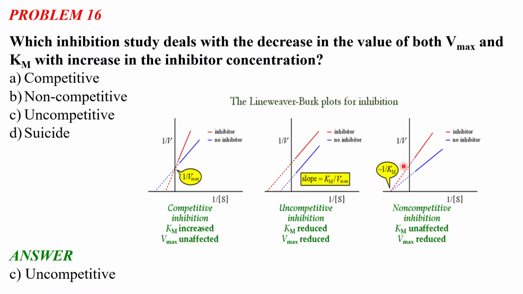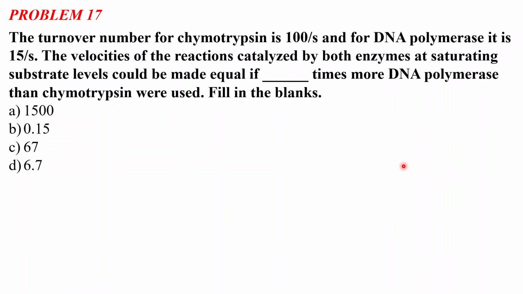Now problem number 17, it is a mathematical problem. It says that the turnover number of chymotrypsin is 100 per second, and for the DNA polymerase it is 15 per second. The velocity of the reaction catalyzed by both enzymes at saturating substrate level could be made equal if dash times more DNA polymerase than chymotrypsin were used. Fill in the blanks. Again, the turnover number for chymotrypsin is 100 per second, means 100 second inverse, and for the DNA polymerase it is 15 second inverse.